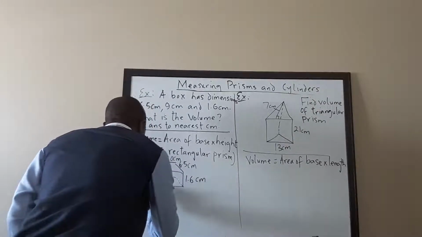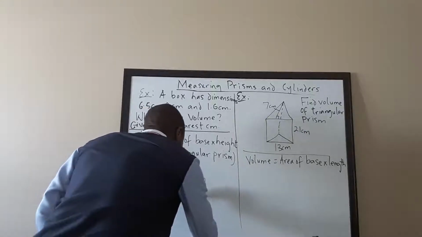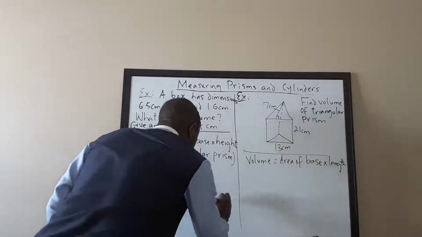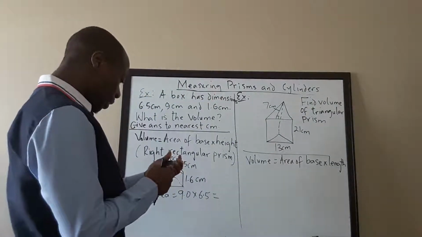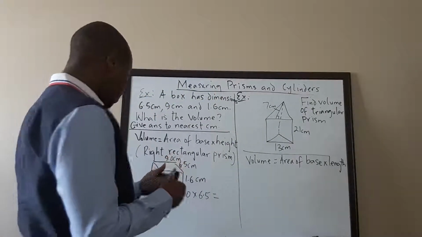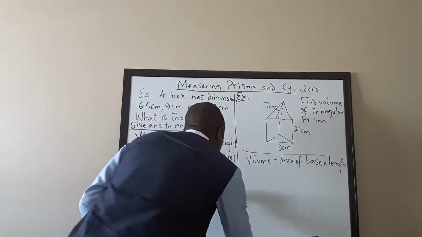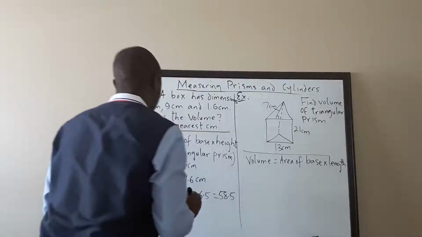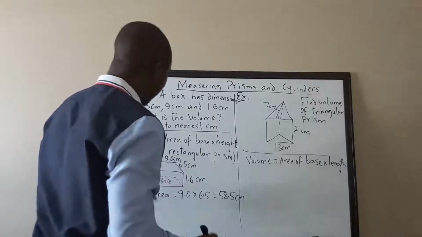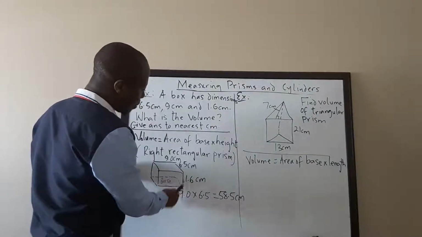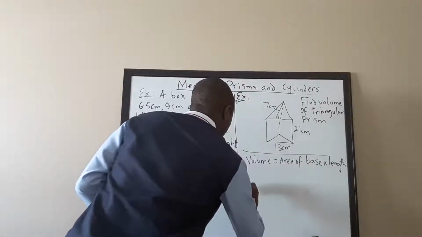So I'm going to say base area is 9 times 6.5. So 58.5. And of course the height is 1.6 centimeters. So I'm going to say squared here.